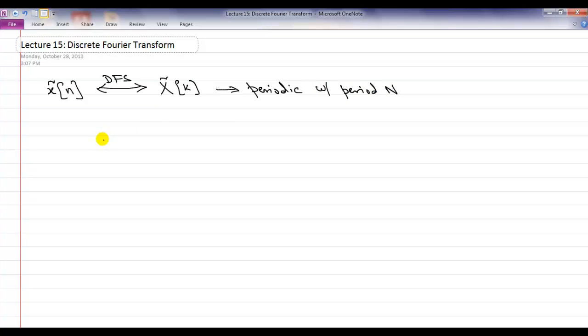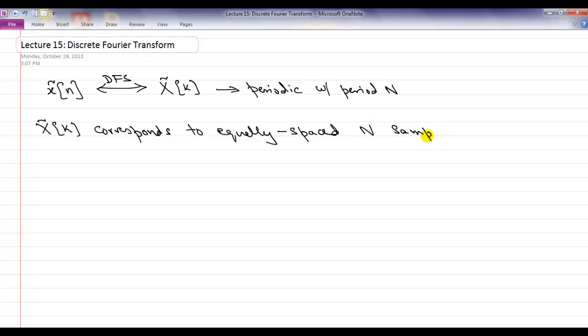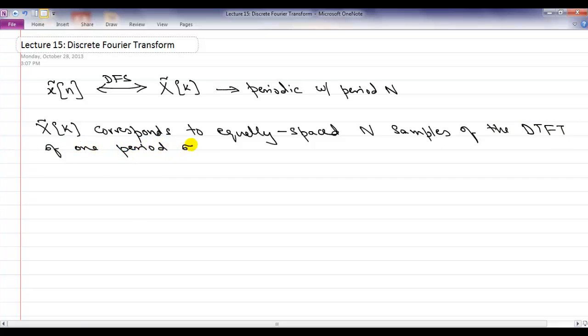Then what we had realized from our discussion in the last class is that this x tilde k corresponds to equally spaced capital N samples of the DTFT of one period of x tilde n. So if you define x of n as that one period, and without loss of generality, we can take it to be the principal period between 0 and N minus 1. So n equal to 0, 1, up to N minus 1 and 0 otherwise.